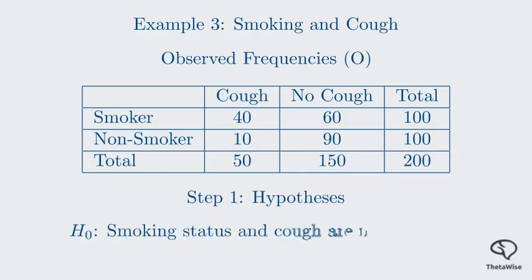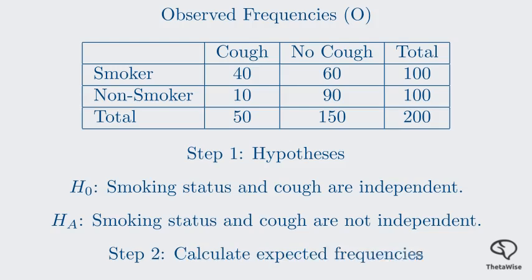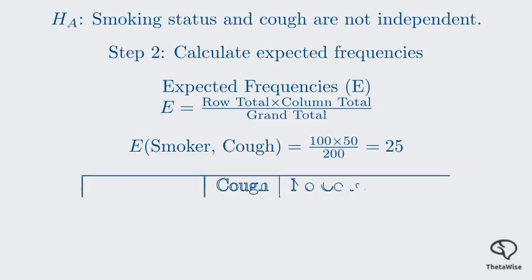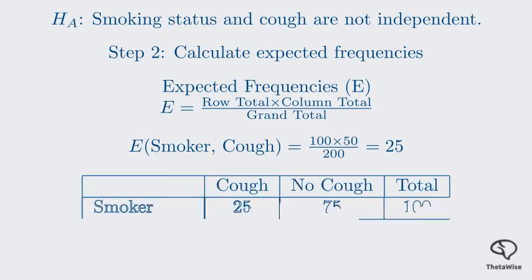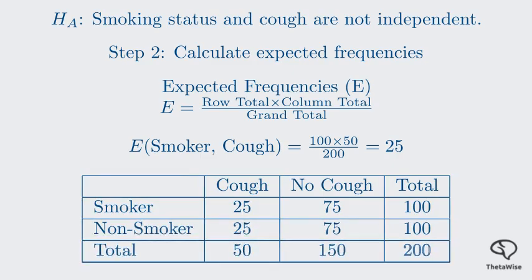Step 1. Hypotheses. H0 is that smoking status and cough are independent. HA is that they are not independent. Step 2. Calculate expected frequencies. For the smoker and cough cell, the expected frequency is the row total 100 times the column total 50, divided by the grand total 200, which equals 25. We do this for all 4 cells. The expected frequencies are 25, 75, 25, and 75.